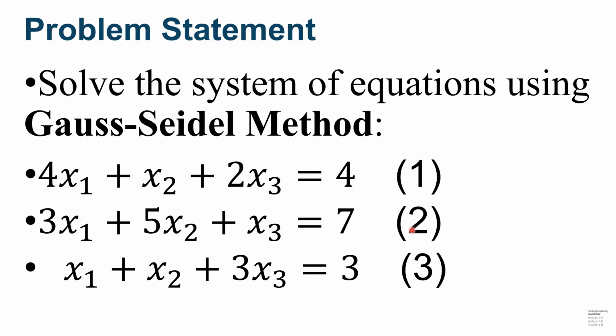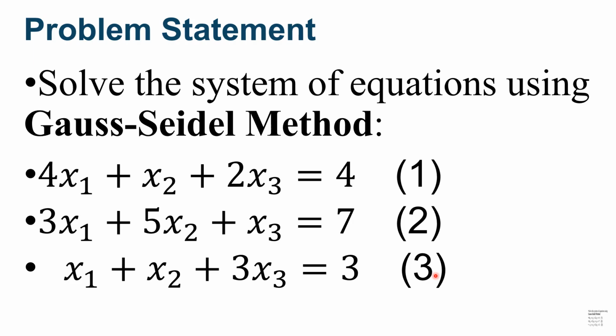Now we check equation 2. In equation 2, x2 is given. First you write x2 equal to 7, then plus 3x1 converted to the right side becomes minus 3x1. Now plus x3 converted to the right side, you write minus x3. Then all the terms are divided by 5.